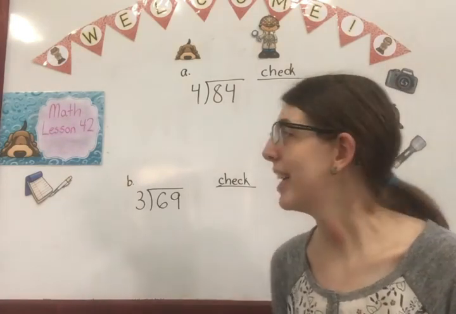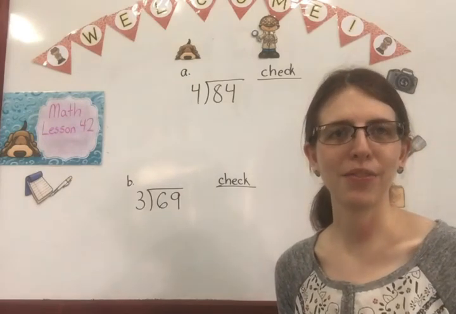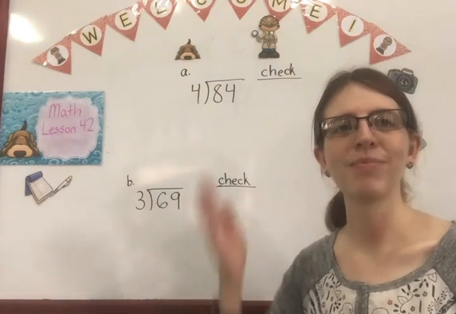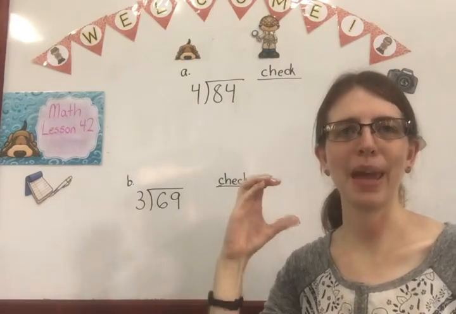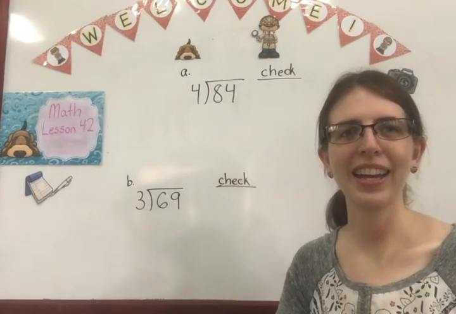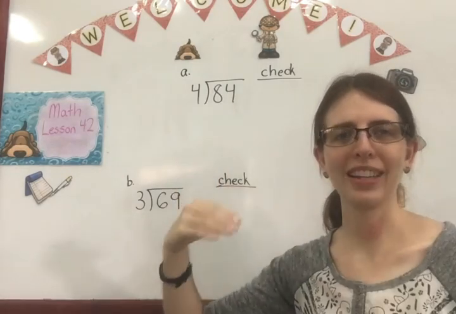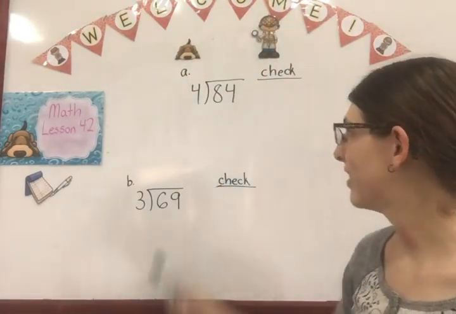Letter A is 84 divided by 4. Let's say our 5 steps of division with me together. Ready? Divide, multiply, subtract, compare, bring down. One more time. Divide, multiply, subtract, compare, bring down. So we start with dividing.